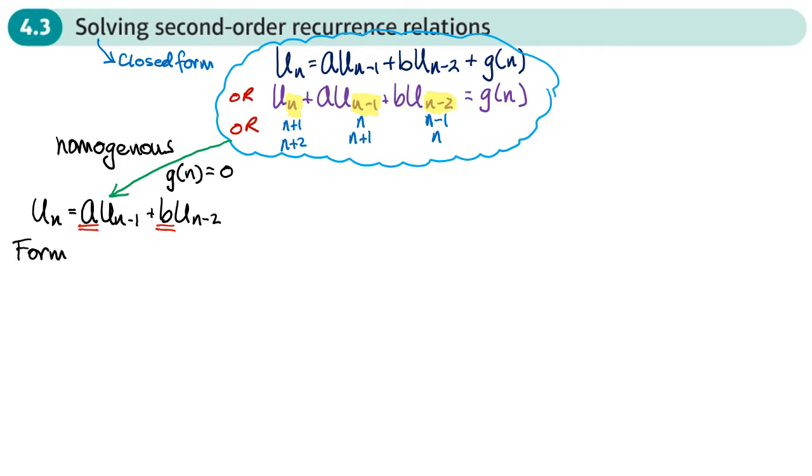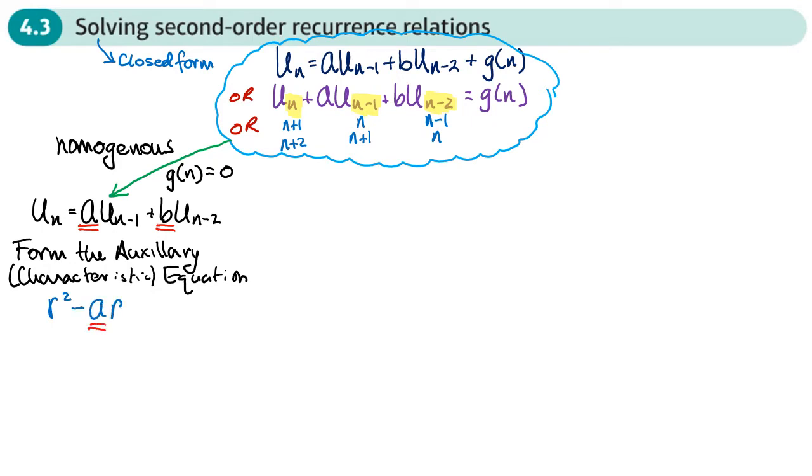So we form the auxiliary, or it can be called characteristic equation. And this auxiliary or characteristic equation looks like this: r squared minus a r. Now this a is the a that comes from here, the coefficient of this term here, minus b, and this b is this coefficient here, and that equals 0. And we're going to solve that.